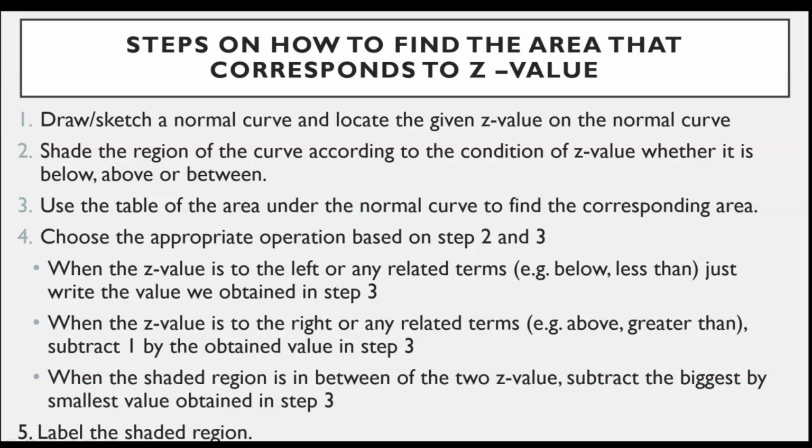So step 4 is basically the rules in finding the area of your z-scores or raw scores. When the z value is to the left or any related terms, for example below, less than, or lower than, just write the value we obtained in step 3. Another rule is when the z value is to the right or any related terms, above, greater than, or higher than, subtract 1 by the obtained value in step 3. And when the shaded region is in between the two z values, subtract the biggest by the smallest value obtained in step 3. And step 5, we label the shaded region.